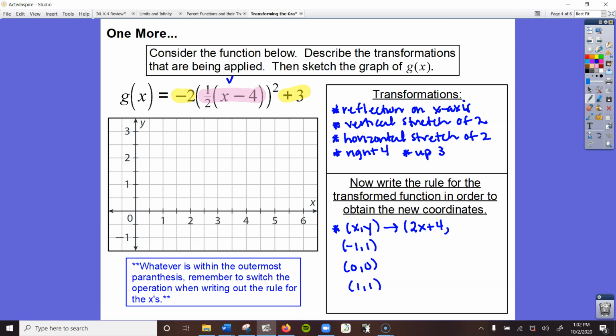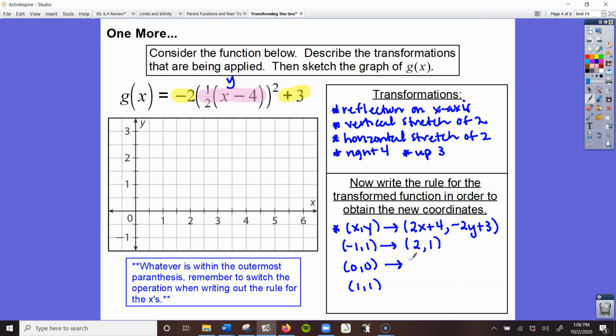And for the y's, remember that this would represent the y. And if you just read it straight across, we have negative 2, which is being multiplied to the y, plus 3. So again, if you just remember anything that is on the inside, think of that as y. So I'm doing negative 2y plus 3. So now I'm ready to plug in my points. When I plug in negative 1 for the x, I get 2 times negative 1, which is negative 2, plus 4 gives me 2. And 1 for the y, negative 2 times 1 is negative 2, plus 3 is 1.